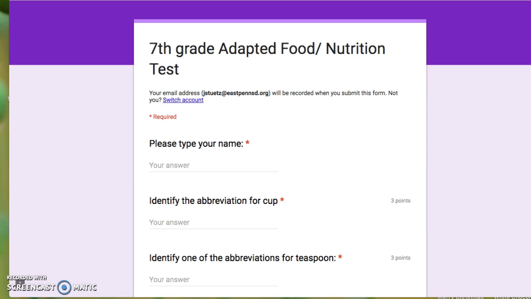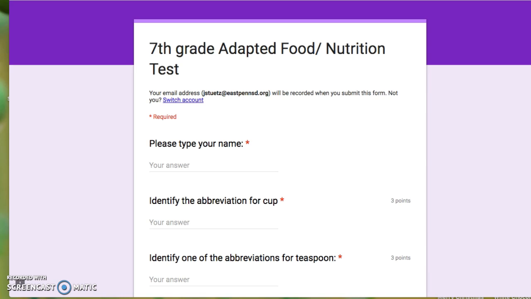Give the correct equivalences for the following. How many cups are in 1 pound of butter? Types of ingredients. The following questions, please state if the ingredient is dry, liquid, or a solid ingredient.